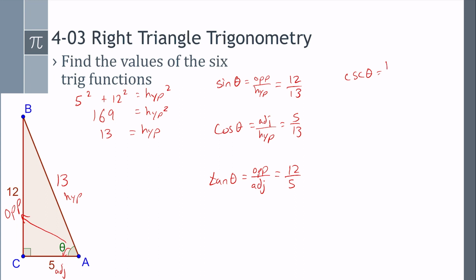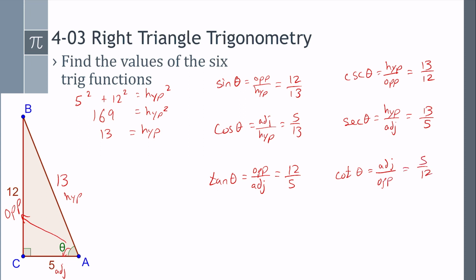Cosecant is the reciprocal of sine. It's the hypotenuse over the opposite. So it'd be 13 over 12. Secant is the reciprocal of cosine, so it's the hypotenuse over the adjacent. It's 13 over 5. And cotangent is the reciprocal of tangent, so it's the adjacent over the opposite, which is 5 over 12.